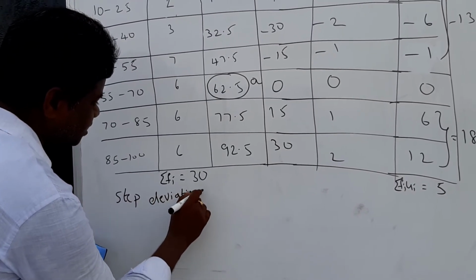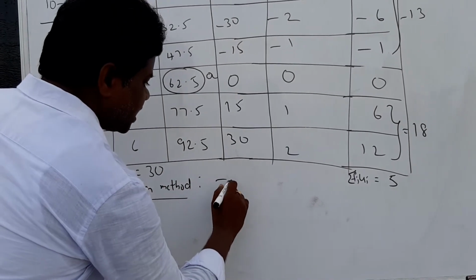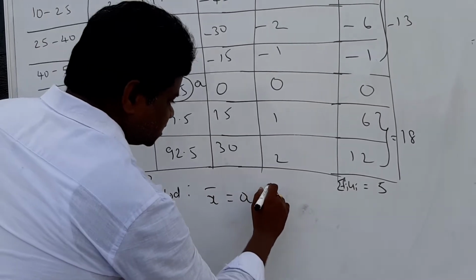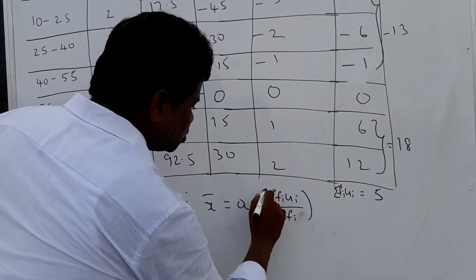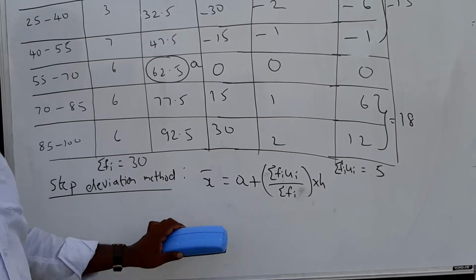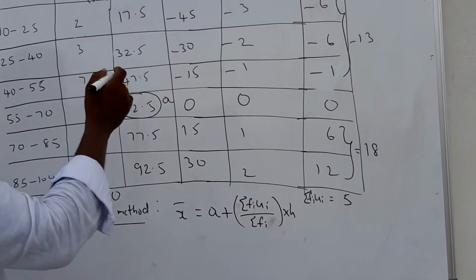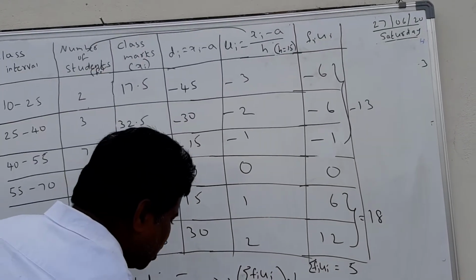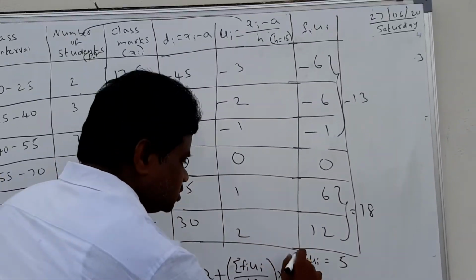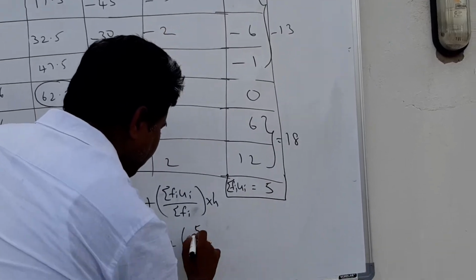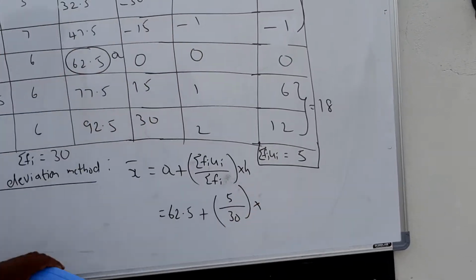So, the step deviation method I want to explain. The formula for the step deviation method is x bar equals a plus sigma Fi Ui by sigma Fi into h. From the table it is clear that the value of a is 62.5, sigma Fi Ui equals 5, and sigma Fi is 30, into h.